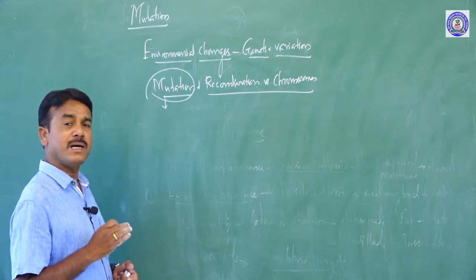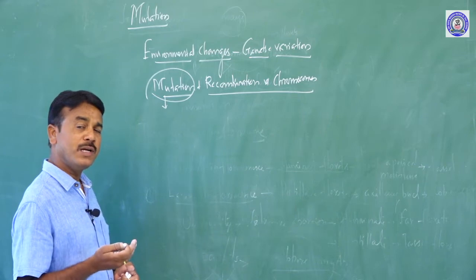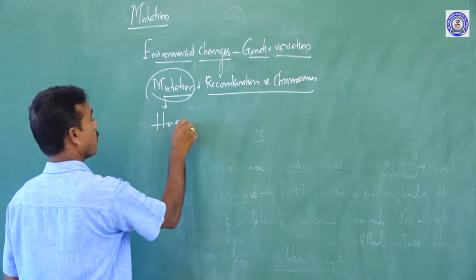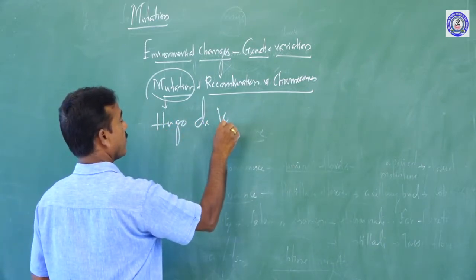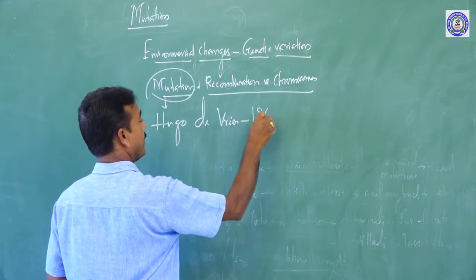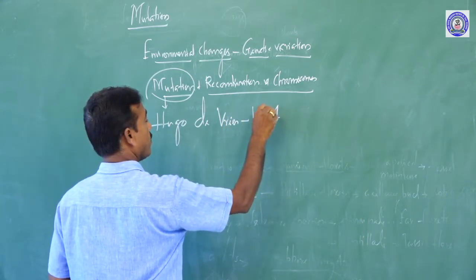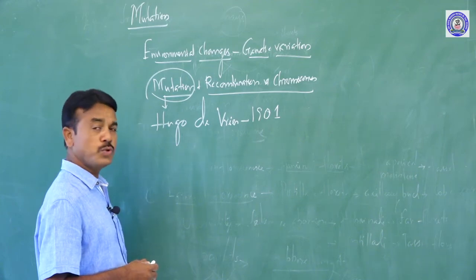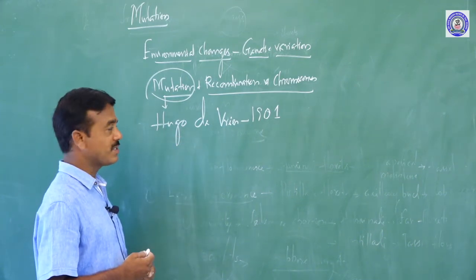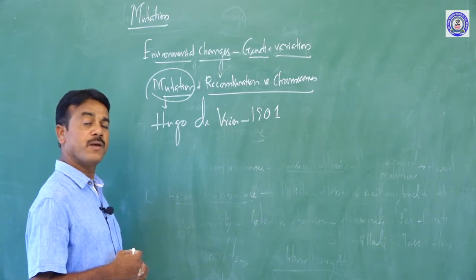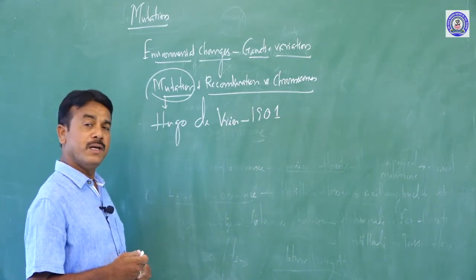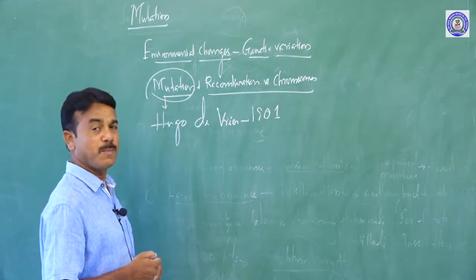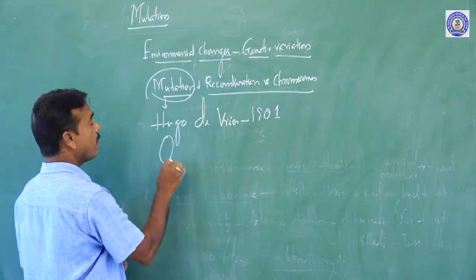Who first observed or first proposed the term mutation? This is commonly called as Hugo de Vries, in the year 1901. So, he was the first person to use the term mutation, Hugo de Vries, in the year 1901. To use the term mutation, he observed one of the plants, namely Oenothera lamarckiana.